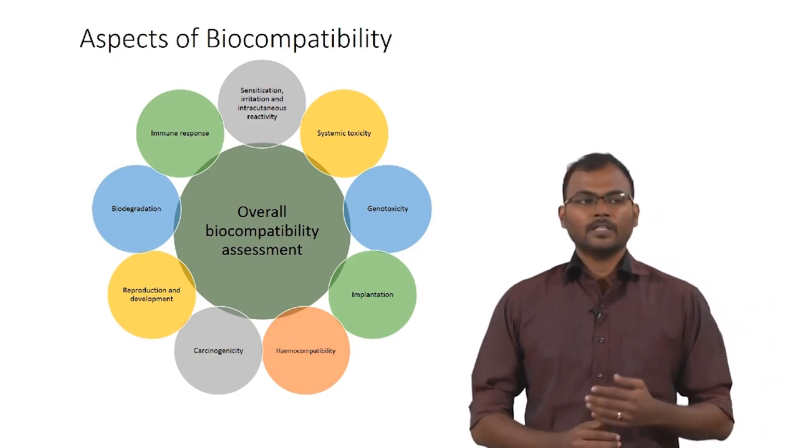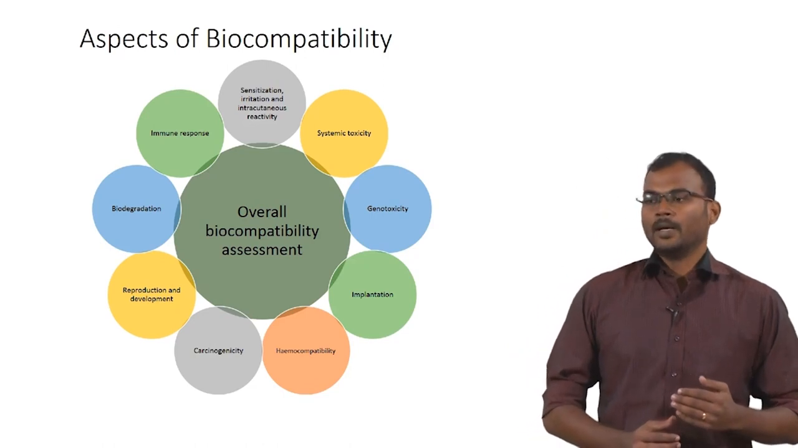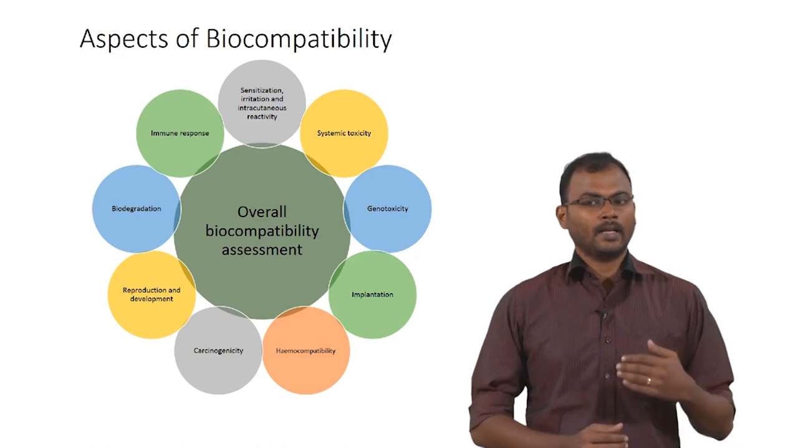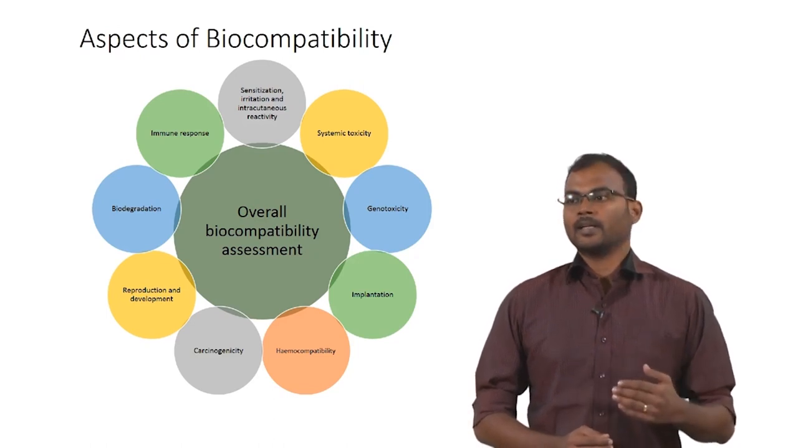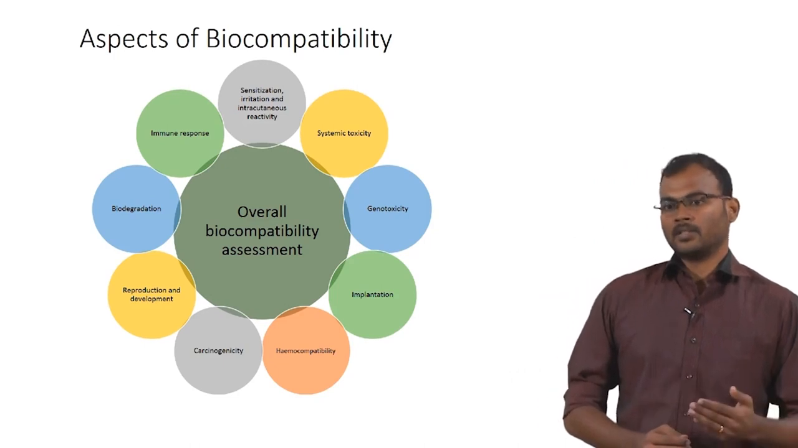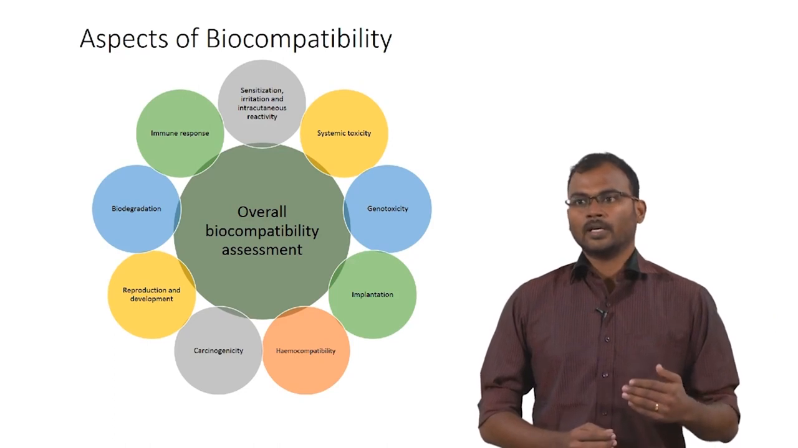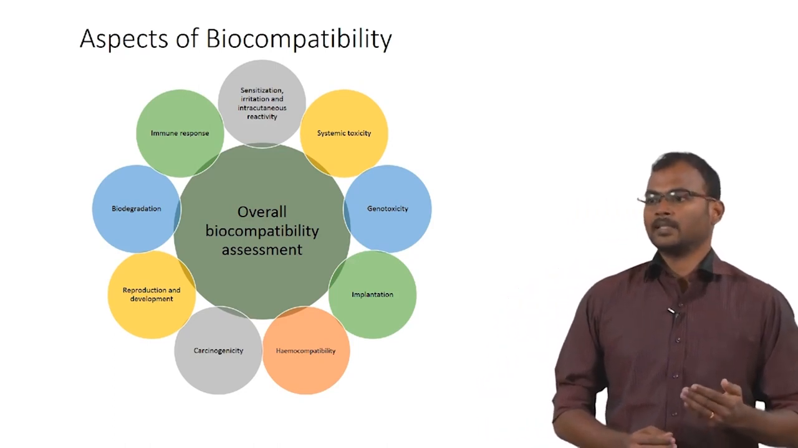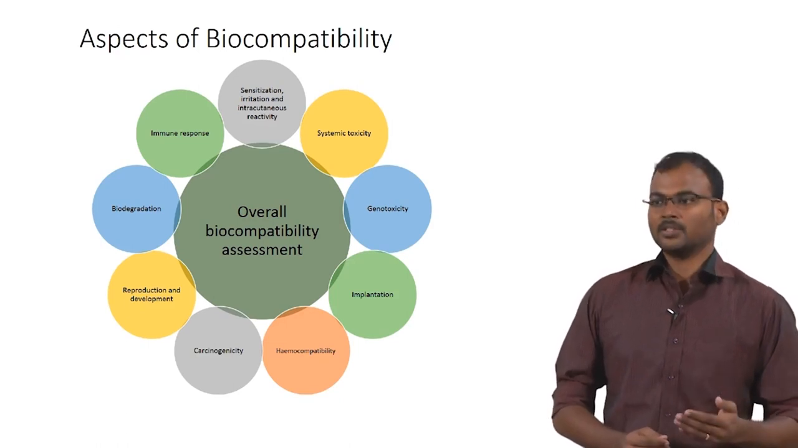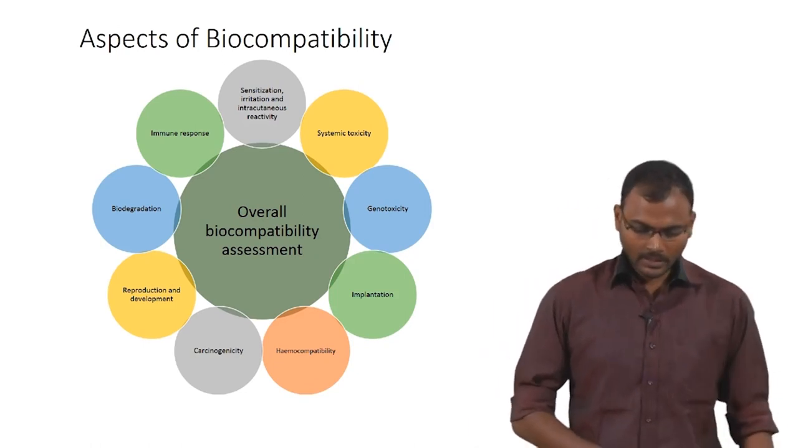Immune response basically involves the total immune system, whether the introduced material has any antigenic effect so that it will trigger the immunogenic cascade, which will lead to inflammation at the site of the implant. So if you are introducing a metal orthopedic implant and it is causing leached-out immunogenic responses, that place will have inflammation occurring. So, these are the major aspects.